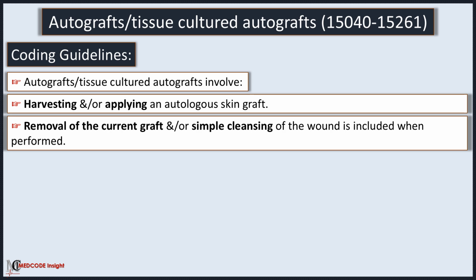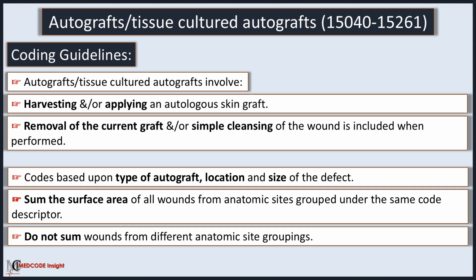Autograft or tissue culture autograft involves harvesting and or applying of autologous skin graft. Removal of the current graft and or simply cleansing of the wound is included when performed. Autograft codes are based on the type of the autograft, location, and the size of the defect. Sum the surface area of all wounds from the anatomic site grouped under the same code descriptor. Don't sum the wounds from different anatomic site groupings.